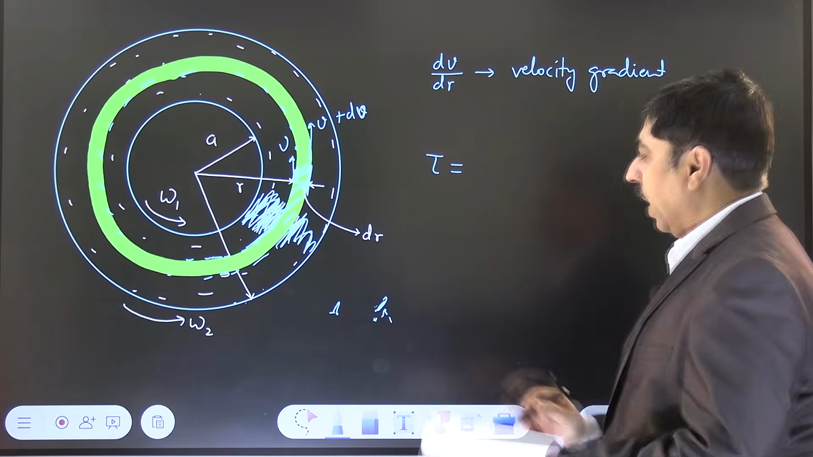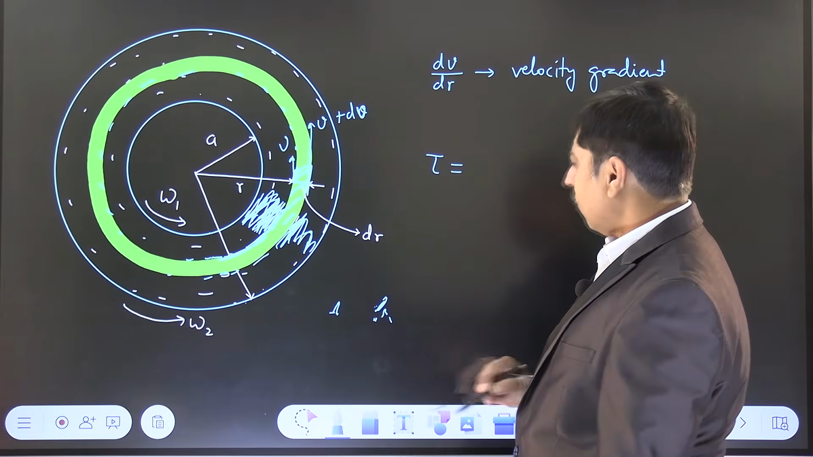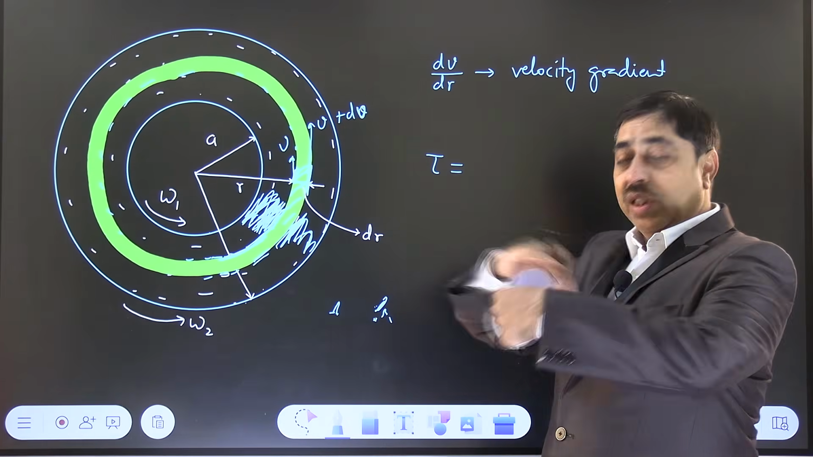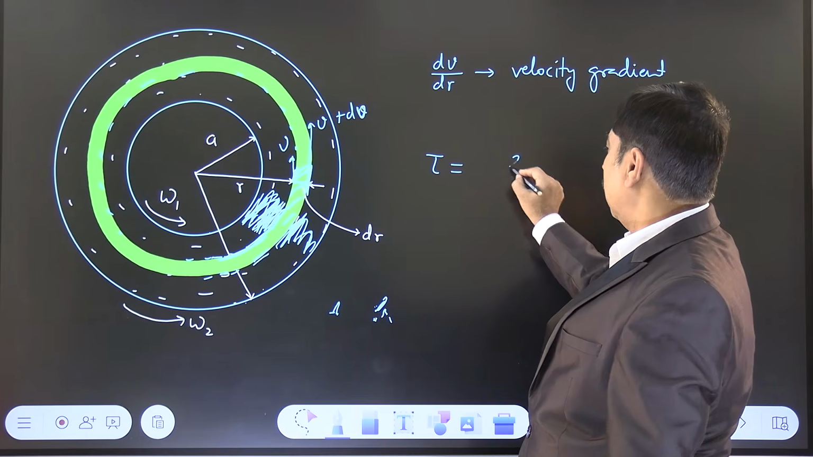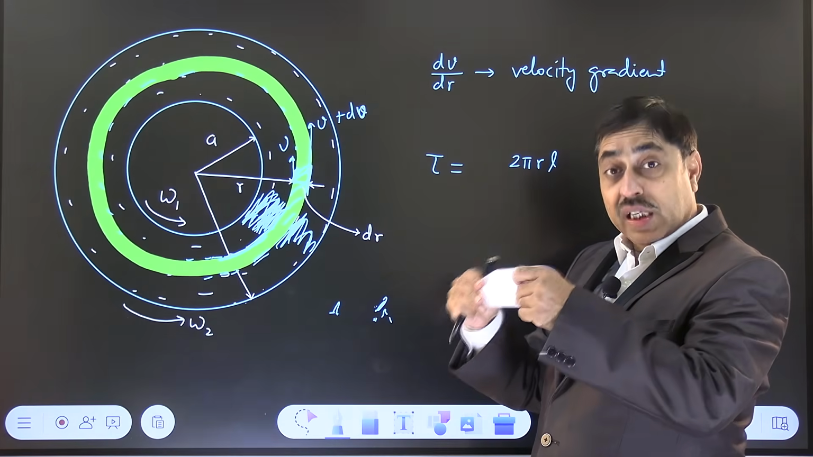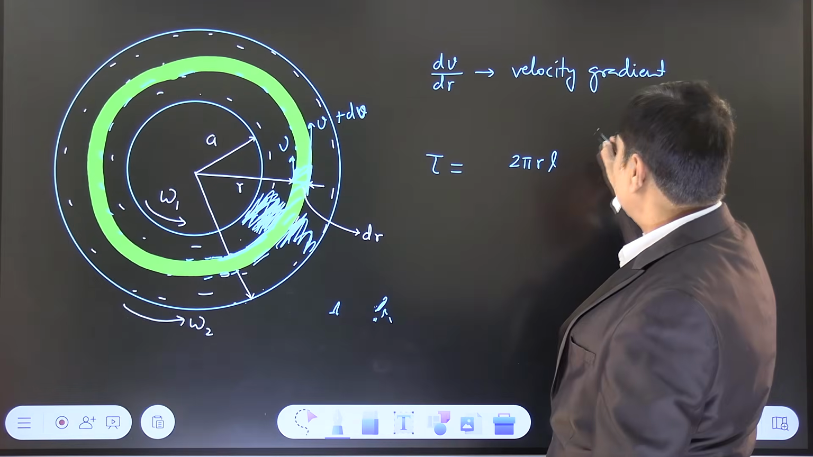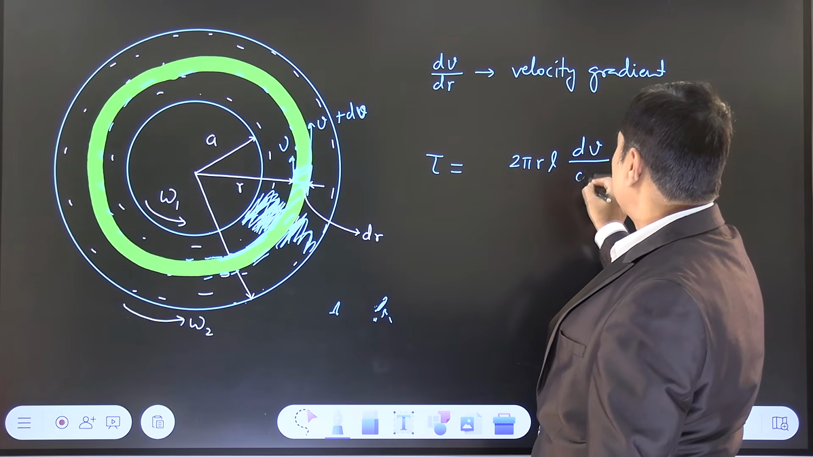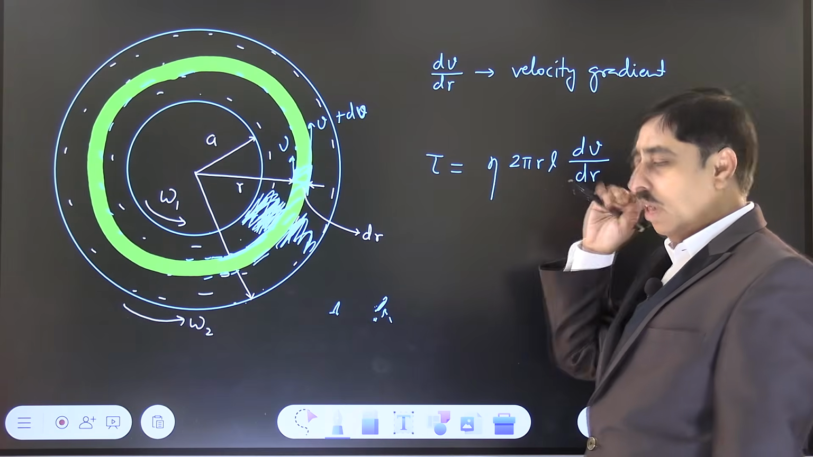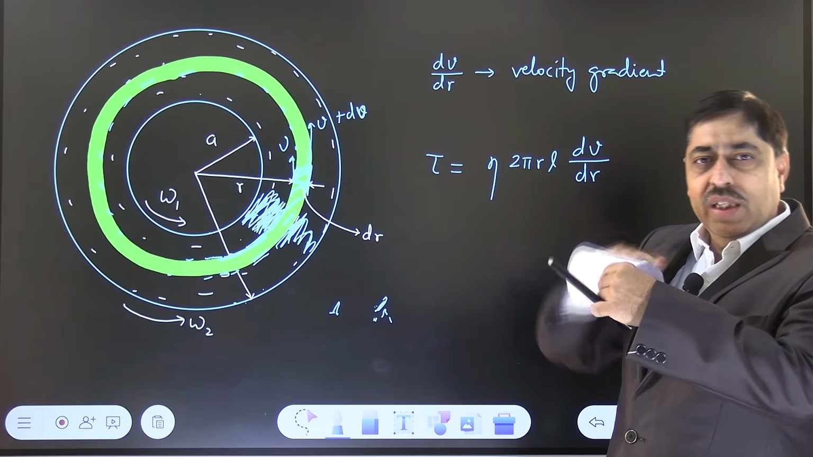So let us write torque at any one layer. Let us say we are thinking of writing torque over here or over here. It hardly makes any difference. Write the torque as a function of r. So this is the surface area, which is 2 pi r into L. It is moving like this, and the velocity gradient here is dv by dr. So surface area into velocity gradient into eta. This is basically, you can say, the sum of magnitude of all the tangential forces.